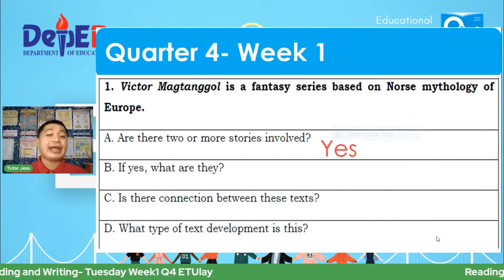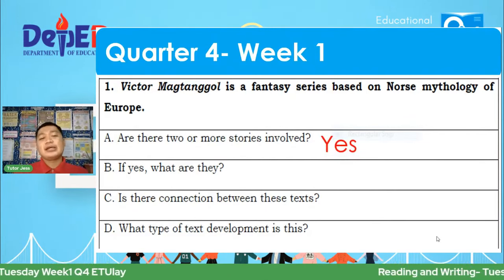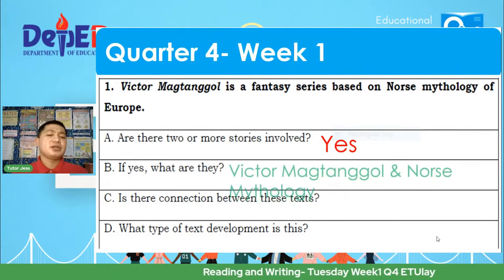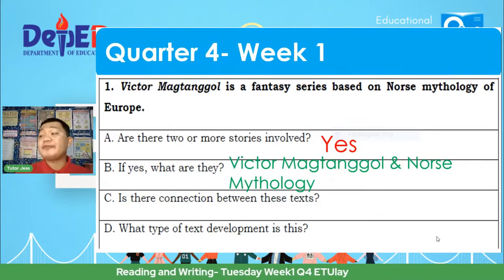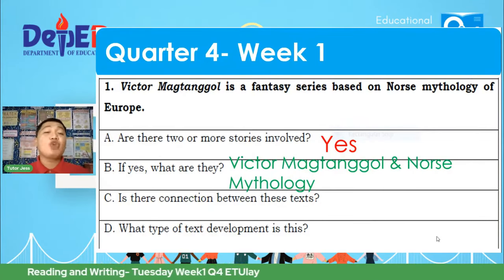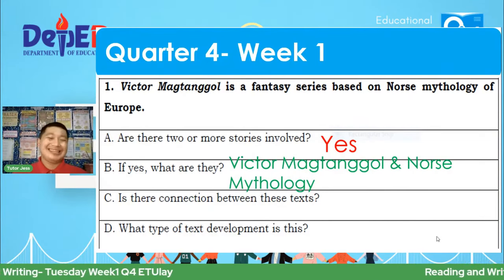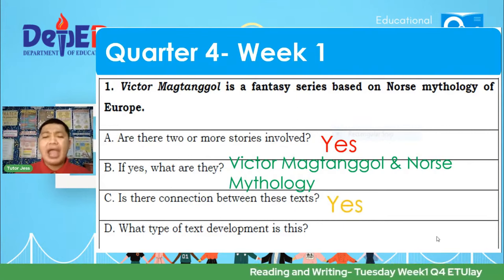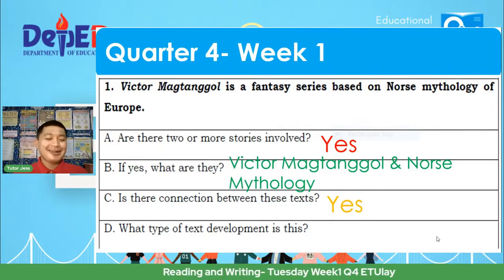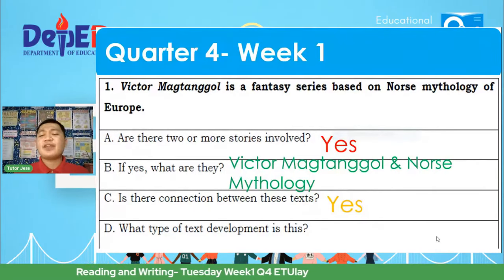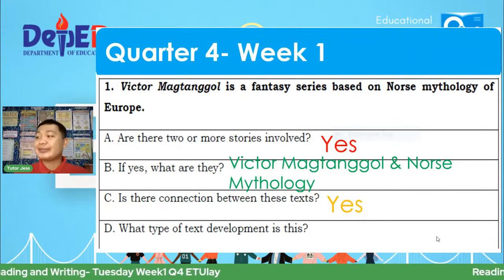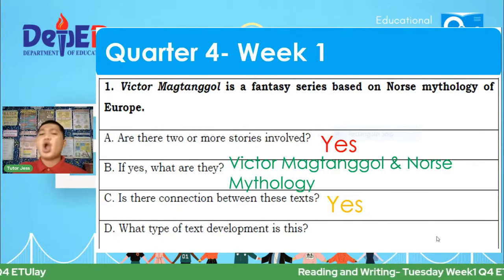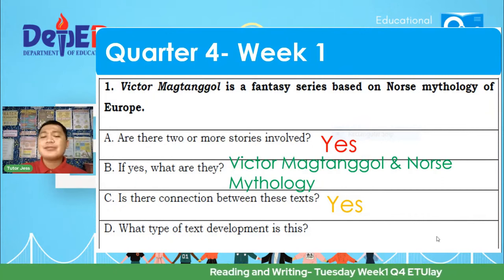For letter A, the correct answer is yes. Tingnan natin. If yes, what are they? Stories between Victor Magtanggol and Norse mythology. Is there a connection between these texts? Yes, of course. Letter D. What type of text development is this? Oh, Kenneth. Incarnation. Yes, very good, Kenneth. Go lang ng go. Okay, what type of text development is this?